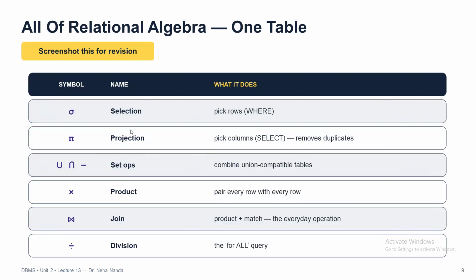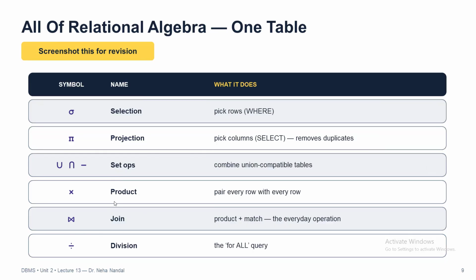All the relational algebra operations are provided over here. Selection, first one, will pick the rows. Projection picks the columns, and it will drop the duplicates. Set operations will combine union-compatible tables. Product pairs everything. Join is product plus condition, product plus condition, match. And join will be utilized a lot. Division is for all queries. So these 8 symbols are there. With these, you can express any query a relational database can answer.